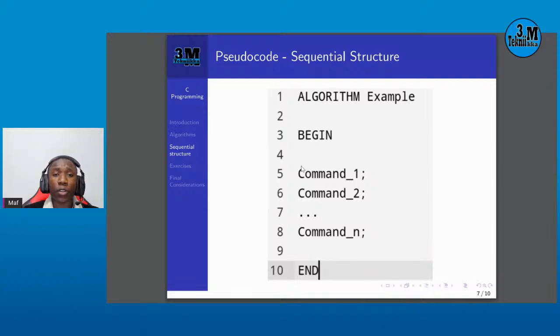And then this is pseudocode. Pseudocode is an algorithm like this written in your language, for example, in English, in Arabic, in Chinese, Japanese, French, and so on. And everybody can understand this algorithm. For example, it is called example, and you have the begin, end, and then you have the comments.